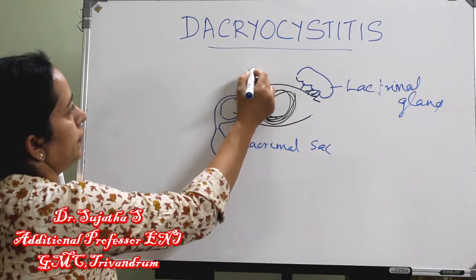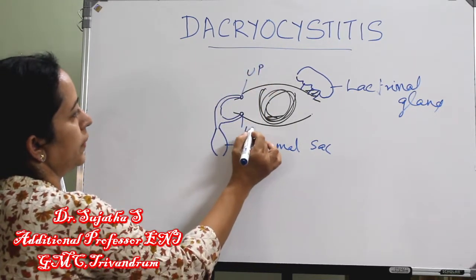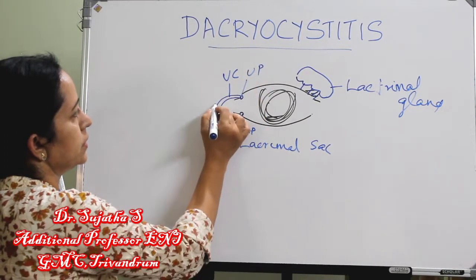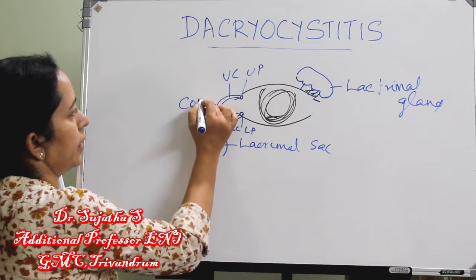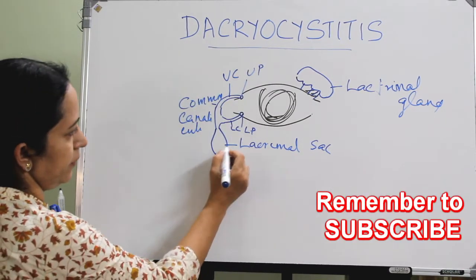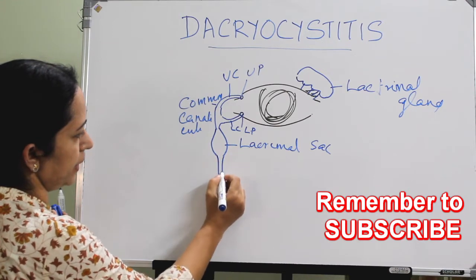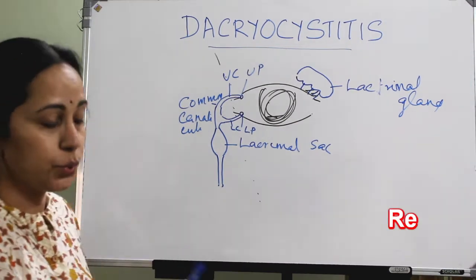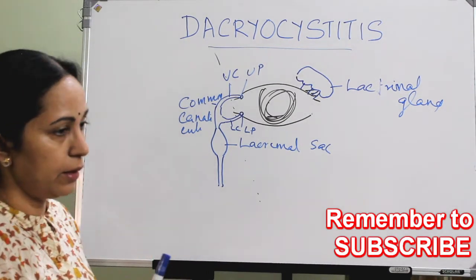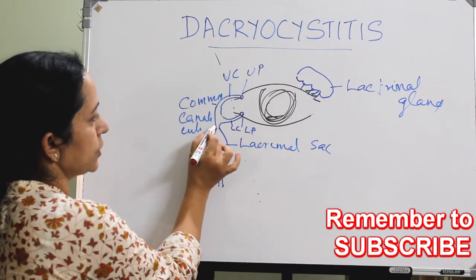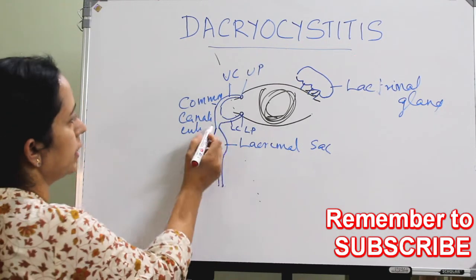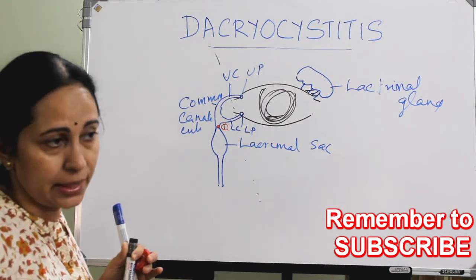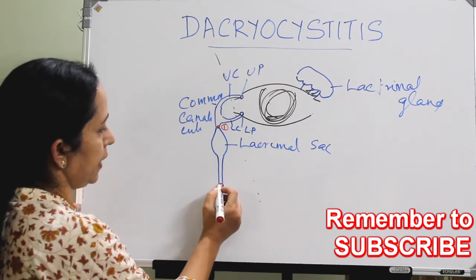So this is the upper punctum and this is the lower punctum. Upper canaliculus, lower canaliculus and common canaliculus. And from the lacrimal sac comes the nasolacrimal duct, which opens into the inferior meatus. There are two valves in this pathway. One is at the junction of the common canaliculus into the lacrimal sac, that is valve number 1, and another one is at the distal end where it opens into the inferior meatus, valve number 2.